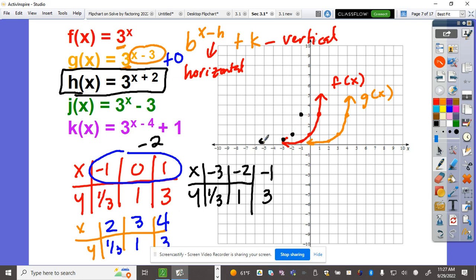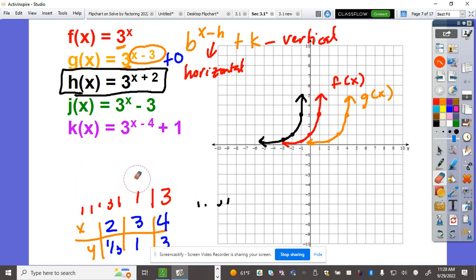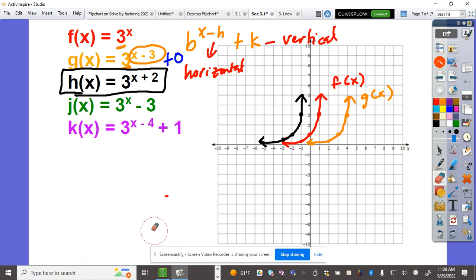If you notice, compare the red and the black graph, the red graph shifted to the left 2 units. Okay? That's very doable, right? You just have to know if it's left or right. If it's minus, you go to the right. If it's adding, you go to the left. Okay. What if we put a k, a vertical transformation there?